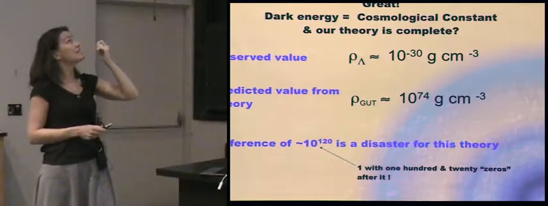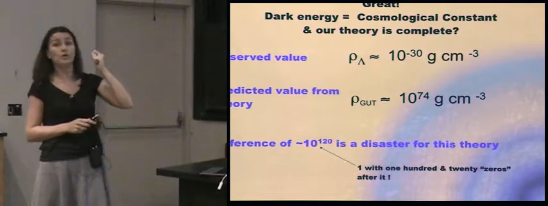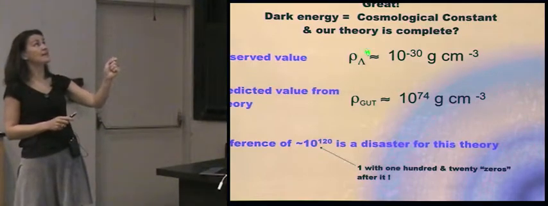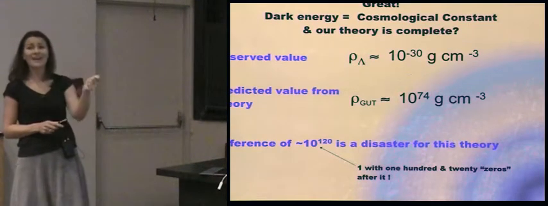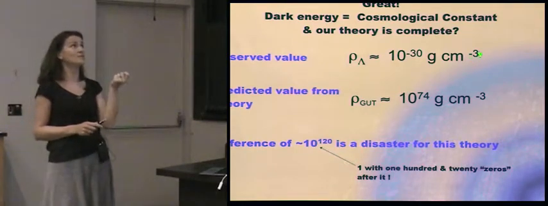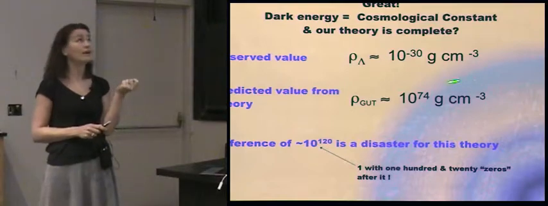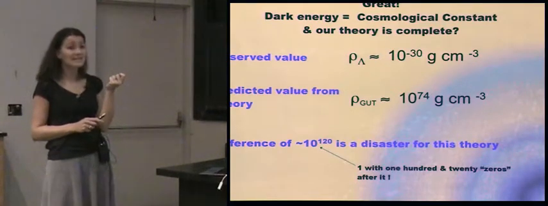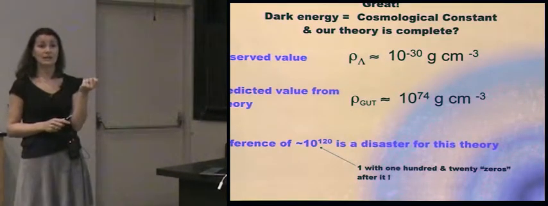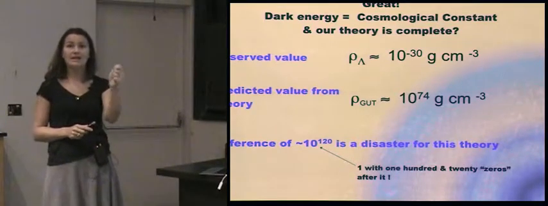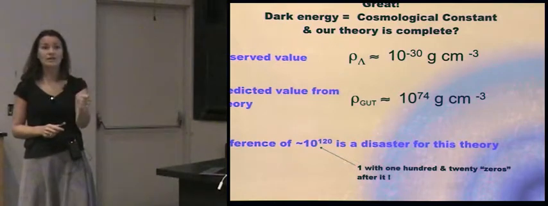So what you can do then is take the observed value from cosmological observations and ask, what is the density that is in a dark energy component? And it's tiny, 10 to the minus 30 grams per centimeter cubed. That is really, really small. Very small value for the density of this field everywhere in space. And then we say, well, we think that it's due to this vacuum field from quantum mechanics.